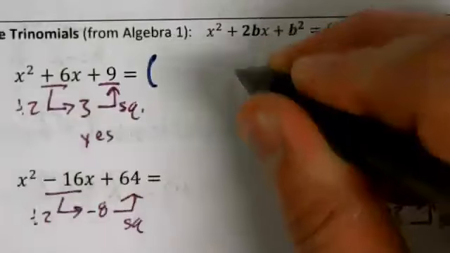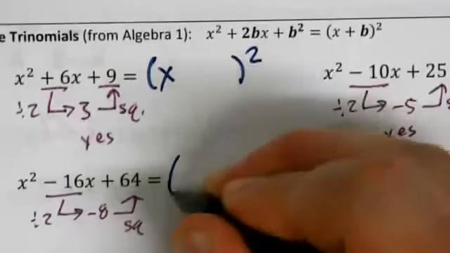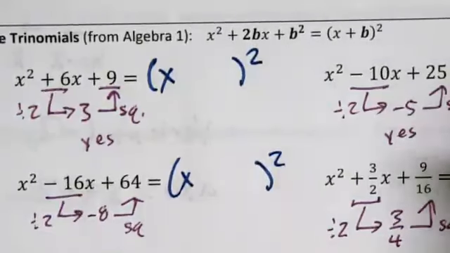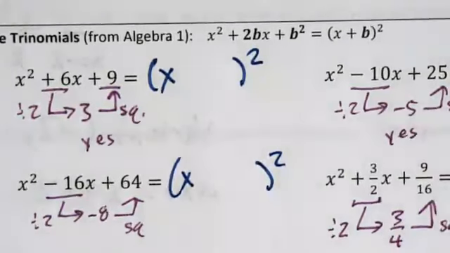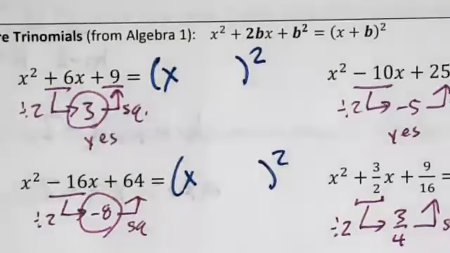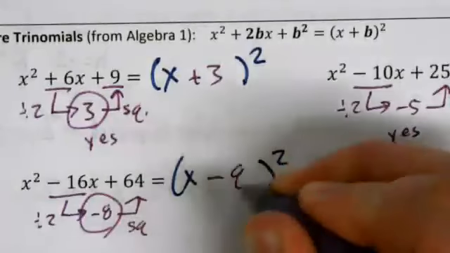I don't need to do an X box for this. There's a shortcut. If it's a perfect square trinomial, it's always going to factor into x plus or minus something, squared. So all of these are going to factor into the same format. And this number we got when we were testing it is the number that we use. So this one would be x plus 3 quantity squared. This one would be x minus 8 quantity squared.